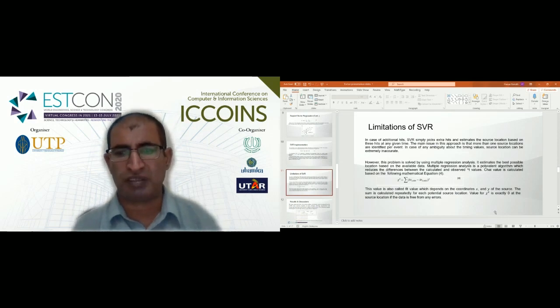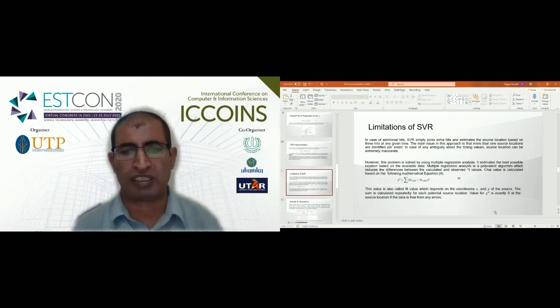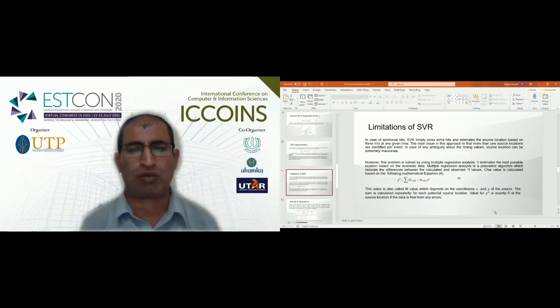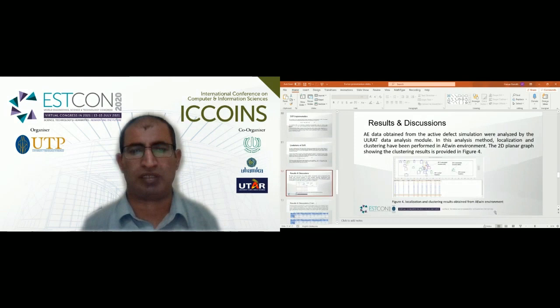Here we can see in equation 4, the chi value is calculated based on the following mathematical equation. This value is also called the fit value, which depends on the coordinates x and y of the source. The sum is calculated repeatedly for each potential source location. The value of chi square is exactly 0 at the source location if the data is free from any errors.